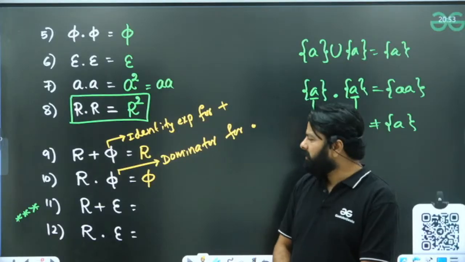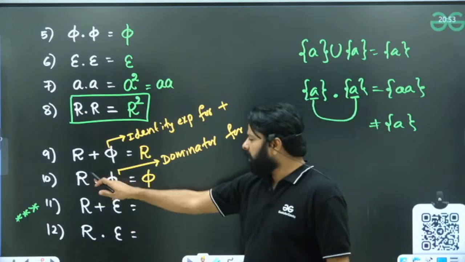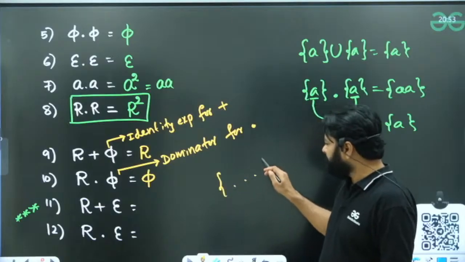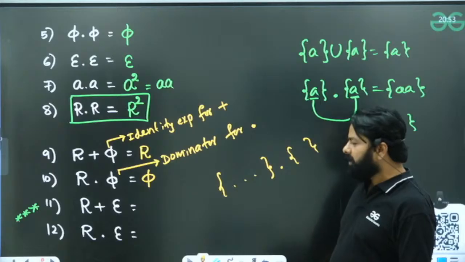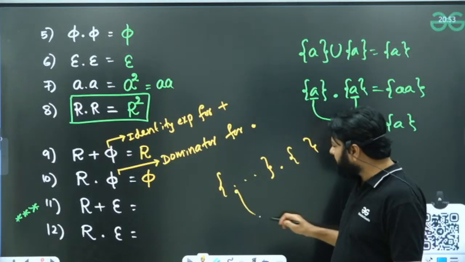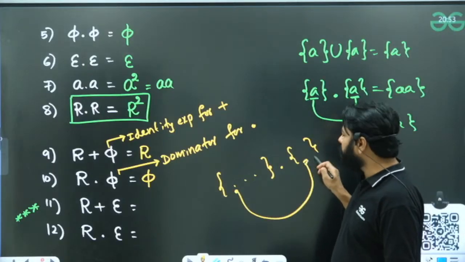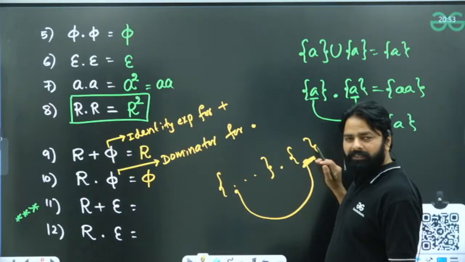What is the reason to be pi? Because R represents some set, right? For the dot, pi represents that there is no string in it. You take one of the strings and concatenate with this, but you don't have anything here. You don't get a result. Okay?